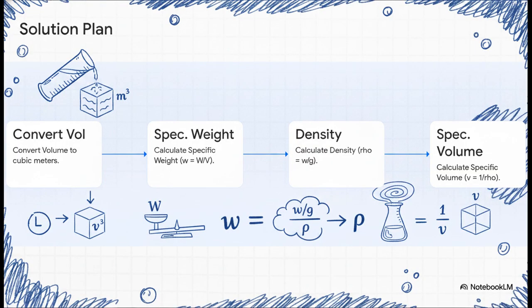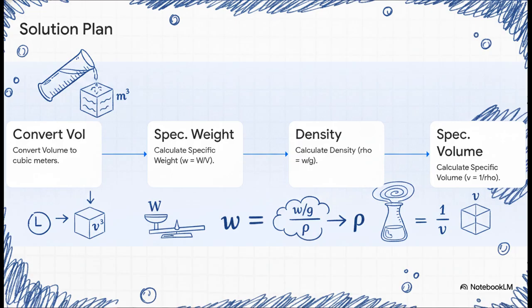We can deductively contour this in 4 logical steps. First, we absolutely must standardize our units by converting liters to cubic meters. Then we chain our fundamental formulas together. We'll find specific weight by dividing weight by volume, we'll find mass density by dividing that specific weight by gravity, and finally, we'll find specific volume by just taking the inverse of the density.